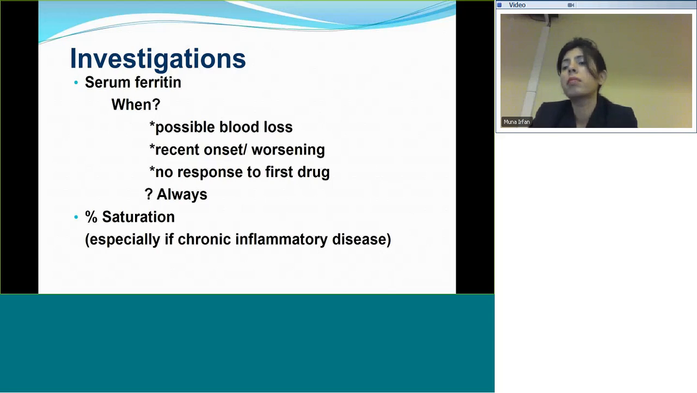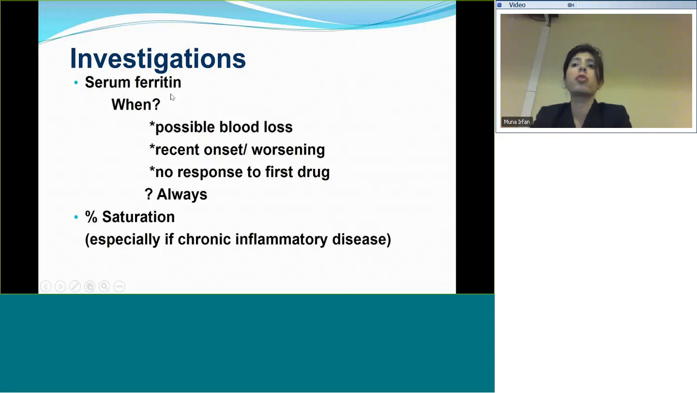But arguably, if that's the case, in my opinion, the first option would be to check the ferritin first, rather than trying a medication and then going back to iron replacement. One other important thing to keep in mind is that ferritin is also an acute phase reactant. So people with chronic inflammatory disease, be aware of that. And in that case, ferritin is probably going to be spuriously elevated.